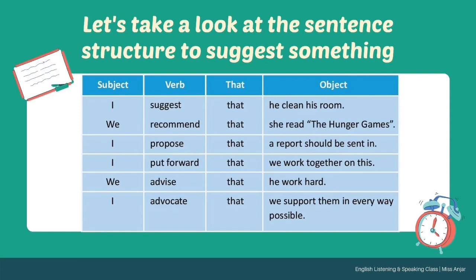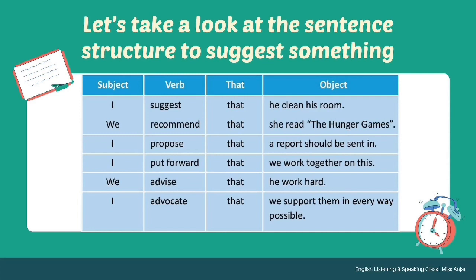Okay, and followed by that. I suggest that. So it should be in the form of a sentence. For example, I suggest that he clean his room. Pay attention, the object is in the form of a sentence. So we have a subject there, we have a verb and an object: he clean his room.